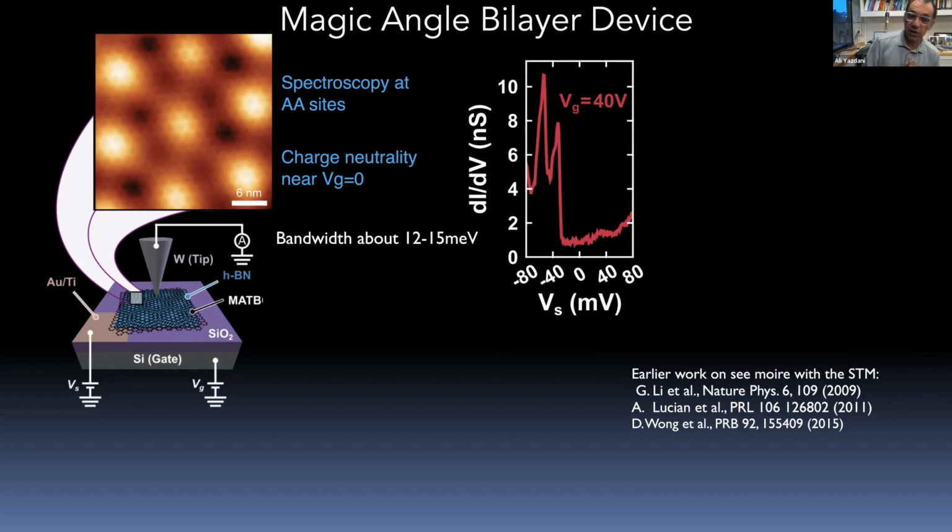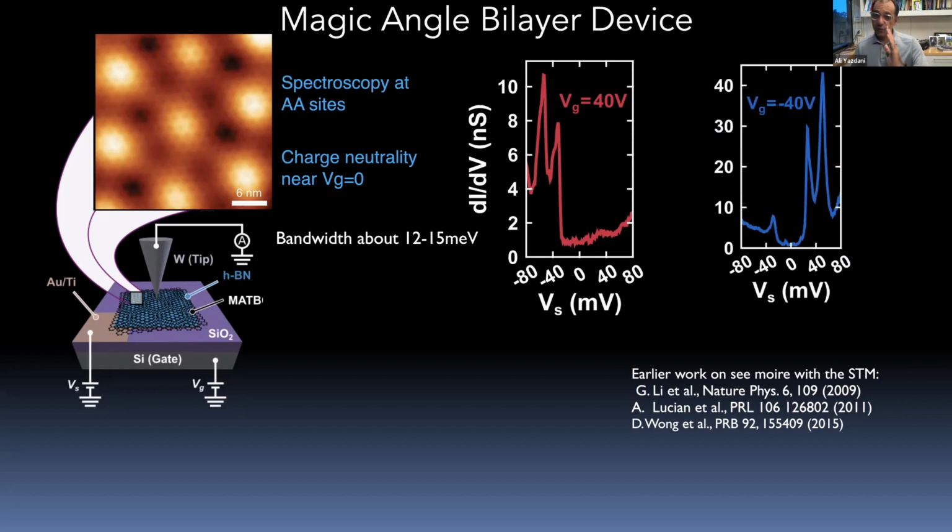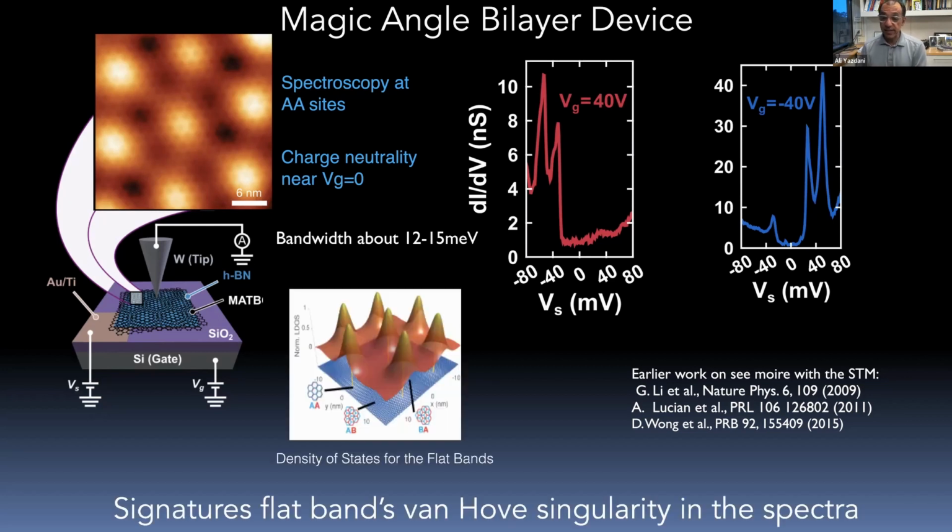That was studied before by Wong, Crommie and others. But what I want to impress upon you is that you get these very sharp peaks when these bands are fully occupied, and you get the same sharp peaks when they are fully emptied above the chemical potential, which is kind of what you would expect to see if you just looked at a band structure calculation from, for example, the MacDonald model. And these are the Van Hove singularities of the flat bands. If you ask the MacDonald model where these enhanced flat bands should be, it will tell you it's over the AA sites.